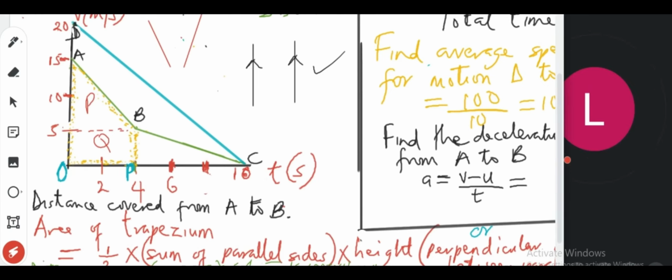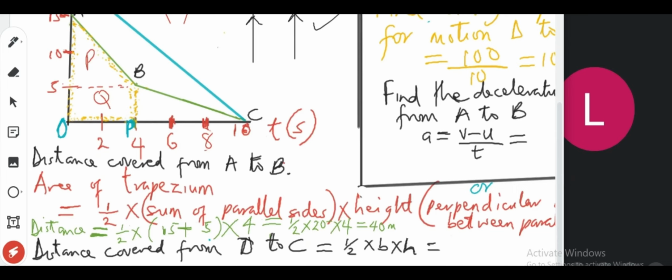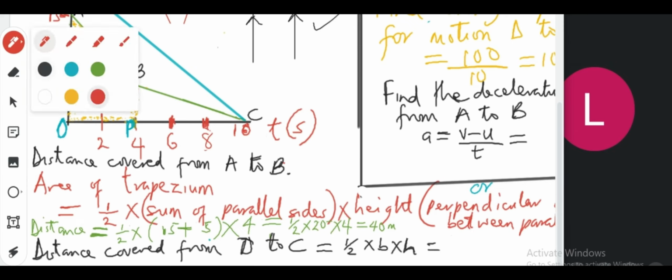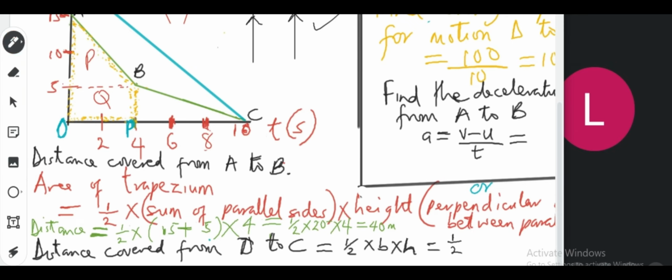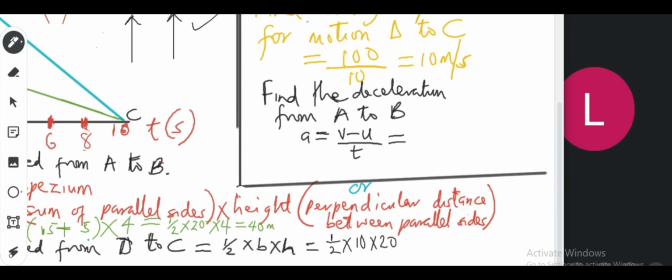The base is 10. By the way, this place was initially 8. So the base is 10. Half times 10 times height, which is 20. So half times 10 times 20. Half base times height, which will give us 100 meters.